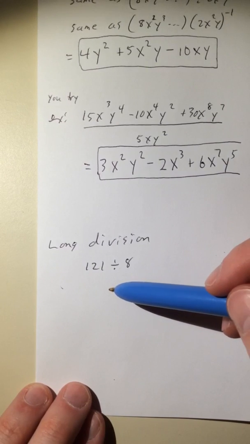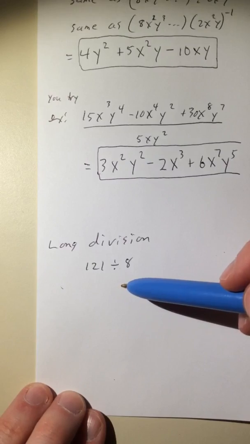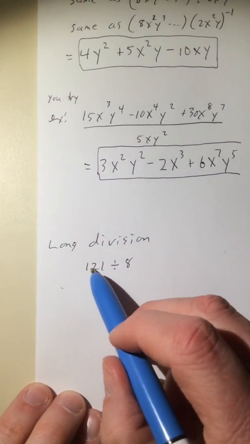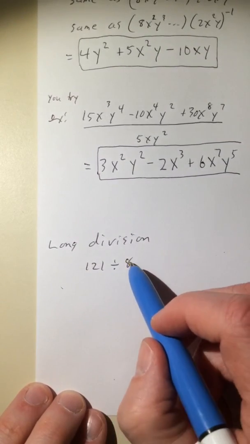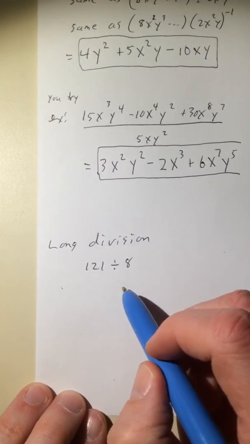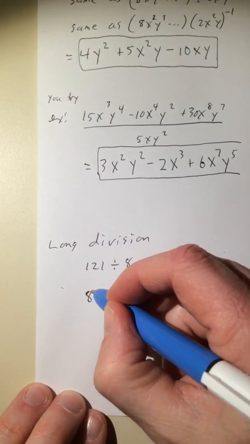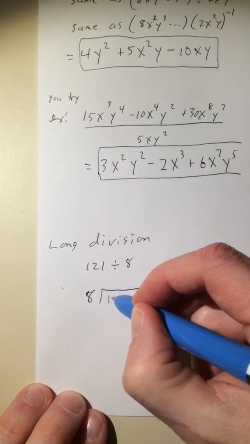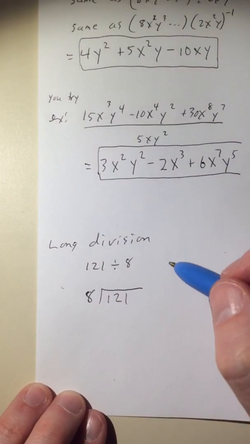Some of you may not be familiar with that or have forgotten how to do it. So whenever we have a division problem set up like this, this number goes on the outside, this number goes on the inside. So we're going to put 8 out here, 121 inside the house, and then we just do our division.